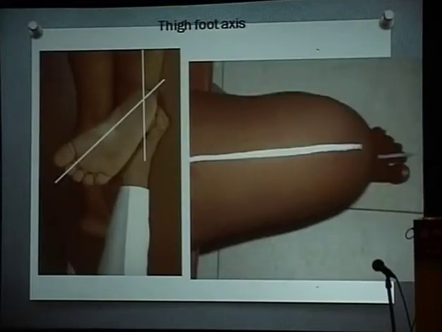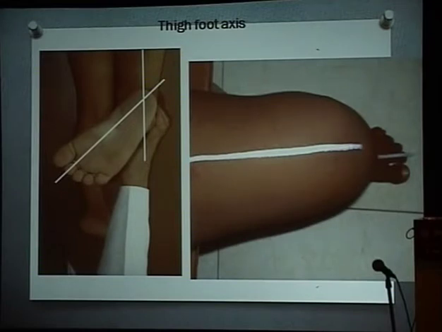Thigh foot axis, thigh foot angle. Thigh foot angle is a measurement of tibial rotation. So how do you do that? Make the child lie prone, flex his knee, and the axis of the thigh is marked, the axis of the foot is marked, that is the midpoint of the heel and second toe, and the angle between these two axes is the thigh foot angle.